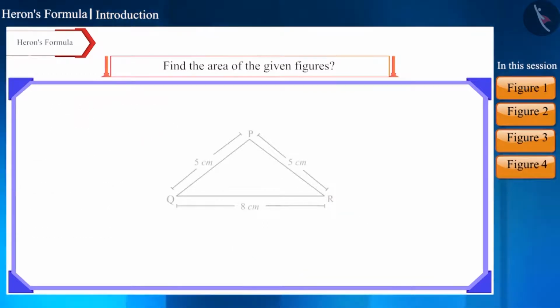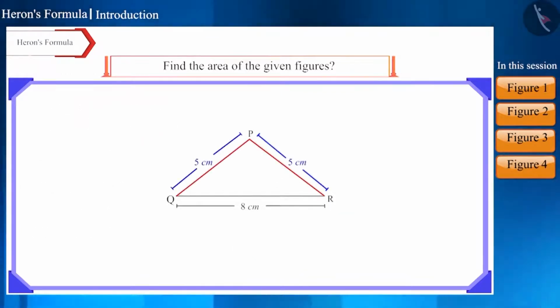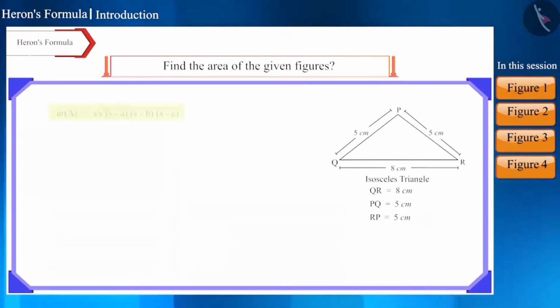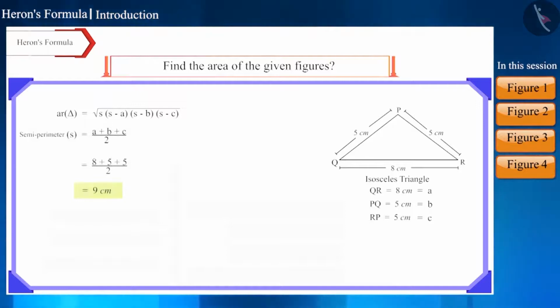Now let's move to the next triangle. This is an isosceles triangle, the length of whose base QR is 8 centimeters and the length of sides PQ and RP is 5 centimeters respectively. Let's find its area using Heron's formula. We will take the length of A, B and C as 8 centimeters, 5 centimeters and 5 centimeters respectively. Then we will find the semi-perimeter, which will be 9 centimeters.